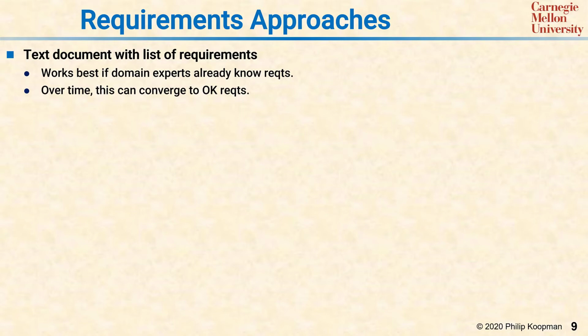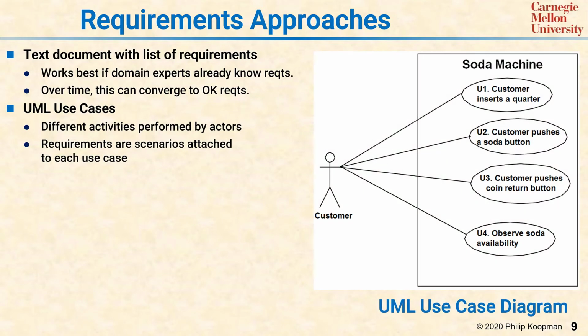An alternate approach that can help organize and explore requirements on a newer system is the use of Unified Modeling Language (UML) use cases. A use case diagram shown includes the actors, in this case a customer, but they can be others, and a number of interactions that they have with the system. So for a soda soft drink vending machine, the customer might insert money, they might select a soda by pressing a button, they might want their money back, they may want to know if a particular type of soda is in stock, and so on.